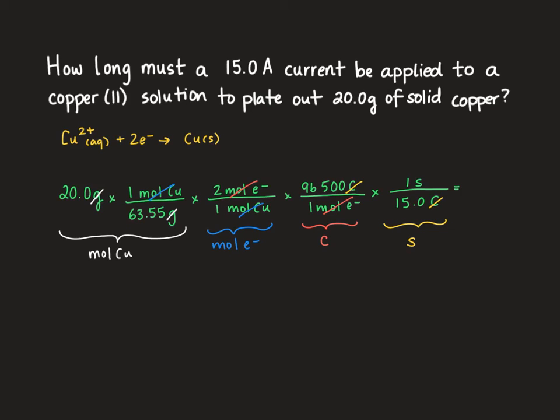Oof, we will be running this cell for a long time. To get out 20 grams of copper, we'll need to run this cell for 4,049 seconds, or if we want to put that into hours, that's going to be 1.12 hours.